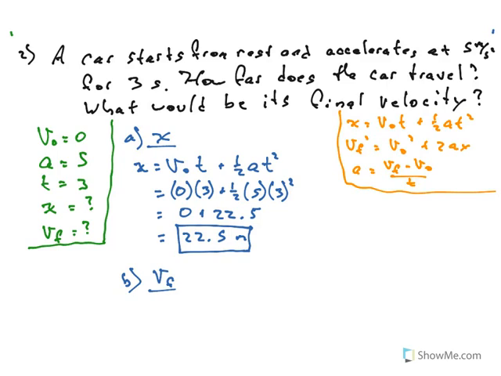What about the third, just for fun? Can we use the third? It does have Vf. Do I know a? Yes. Do I know v naught? Yes. Do I know t? Yes. All right, so here we have two different equations we're allowed to use. And it doesn't matter which one we use. They're both valid equations, and they will both work. Now, let's see which one is easier.